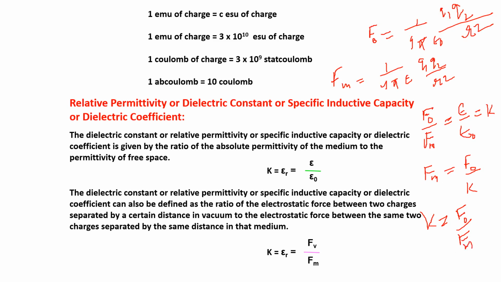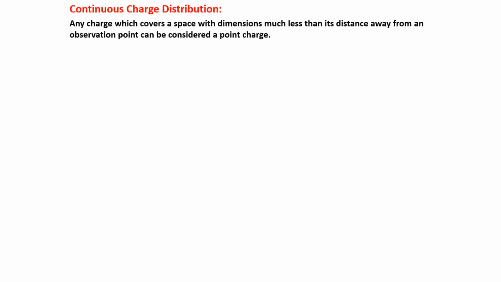Now there are two types of charge distribution: discrete charge distribution and continuous charge distribution. When the charges are distributed over a surface such that they are separated by some distance, then the distribution is called discrete. But when the charges become very large in number, the distance between them becomes very small, so they can be considered to be continuous. For example, the charge distributed over a wire, over a surface, or over a volume. So now we will discuss the continuous charge distribution.